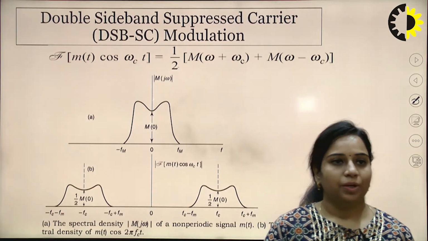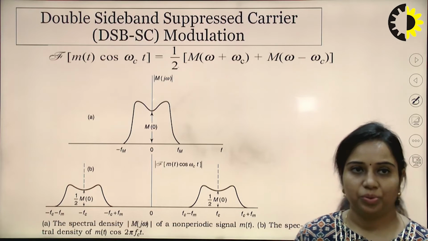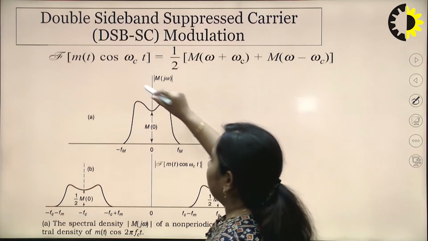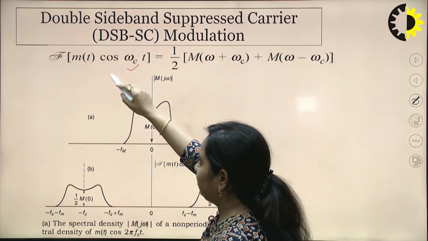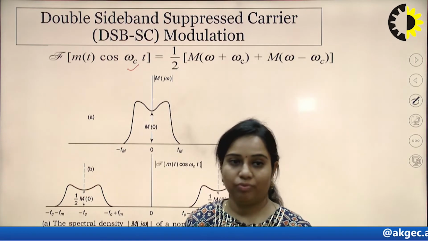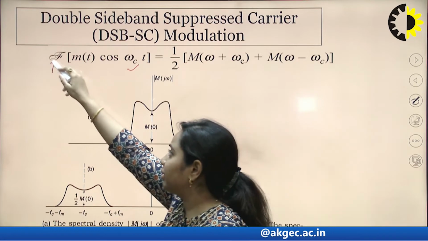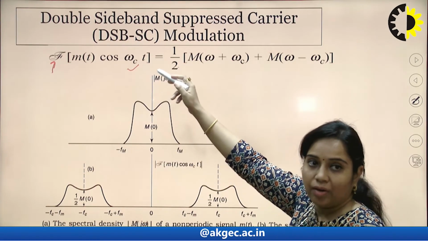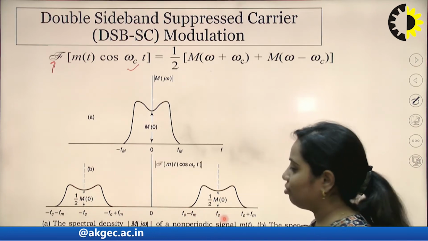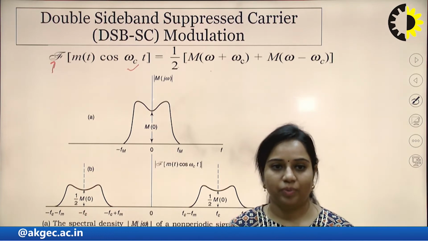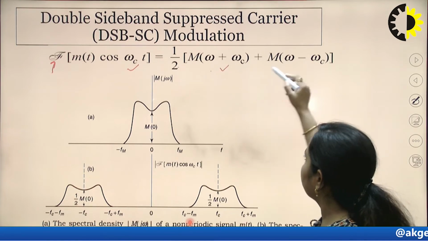Now, next are some mathematical expressions related to DSB SC. For m(t) cos omega ct, which is the standard form of the DSB SC signal in the time domain, we have to convert this into the frequency domain by taking the Fourier transform. This sign shows the Fourier transform of m(t) cos omega ct. Since cos omega ct is broken into two exponential terms, e to the power j omega ct plus e to the power minus j omega ct, divided by 2, two terms come into the picture.